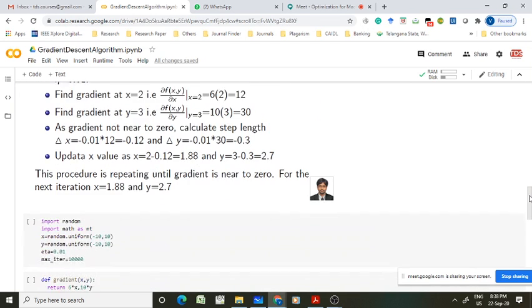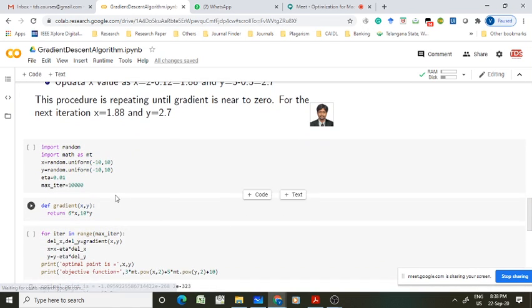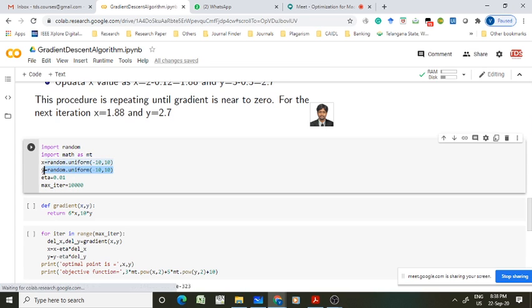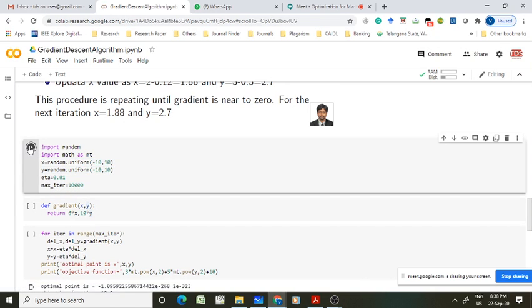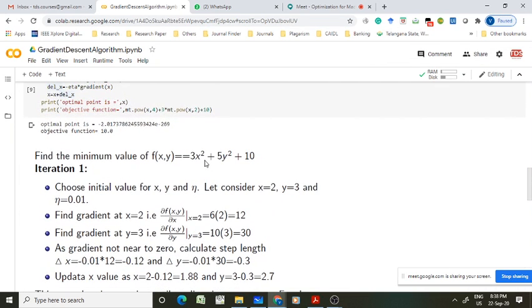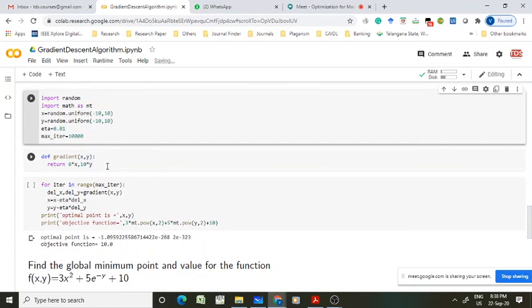Now for the same exercise, I have written a Python code. The new thing here is we have to randomly initialize the points for the two variables x and y, because we have two decision variables. Now you have to return two gradients, so I am executing here. The gradient of the function with respect to x is 6x, and with respect to y is 10y. Those two values will be written here, 6x and 10y.